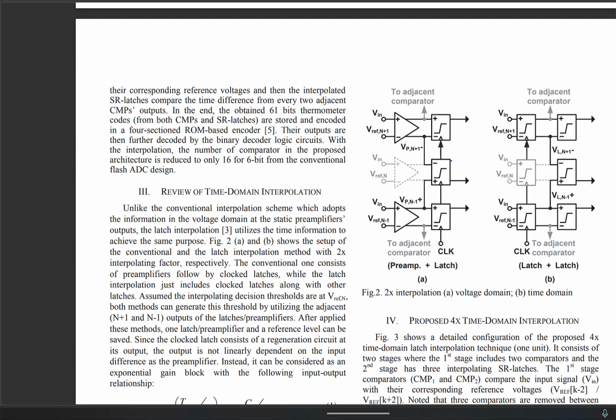Here they refresh the voltage domain 2x interpolation. This is what we saw in the beginning, where you eliminate the required preamplifier. The second one is the time interpolation, where you get rid of the StrongARM latch and have an SR latch. So this is 2x.